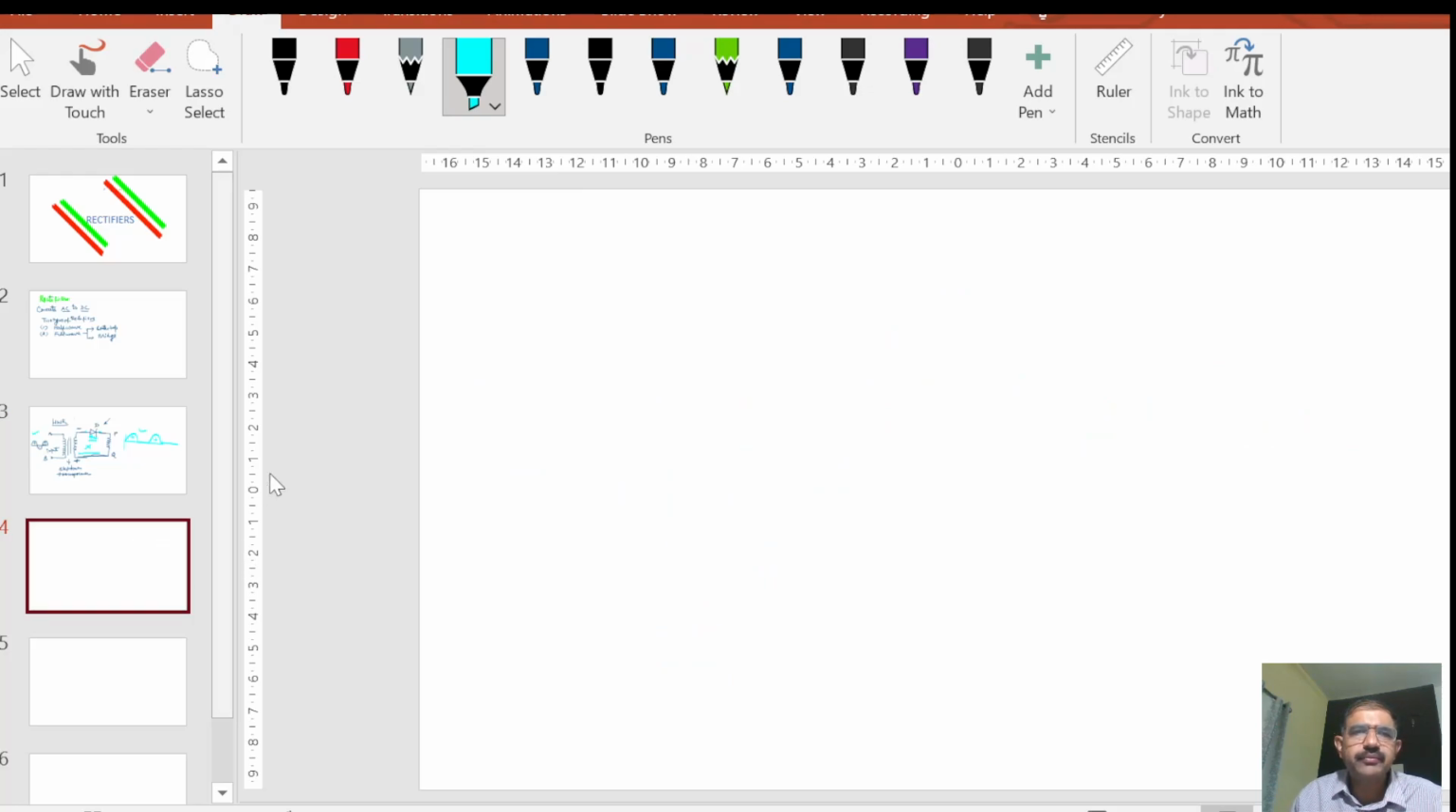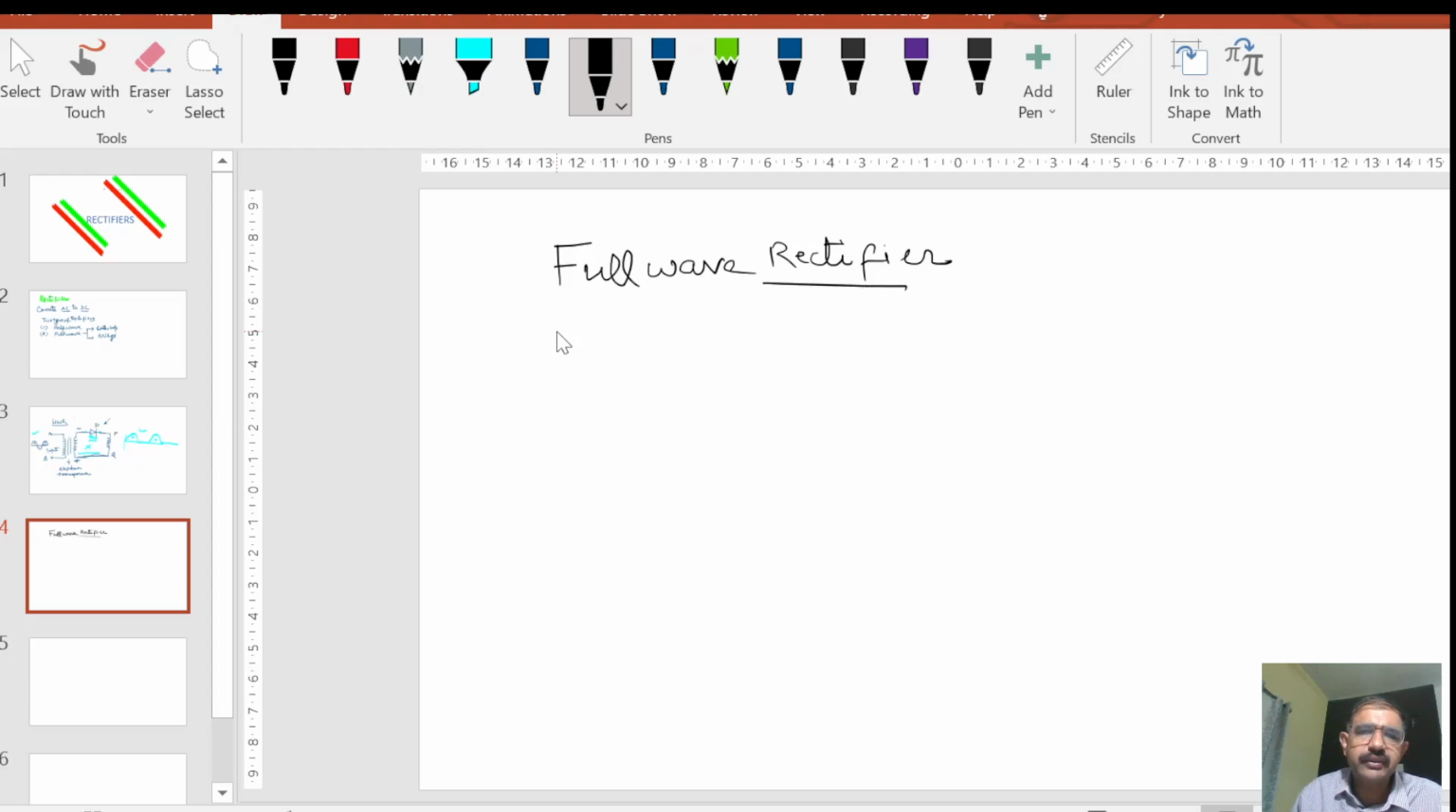Now we come to the full wave rectifier. As we discussed earlier, there are two types of full wave rectifier, center tap and bridge. First we discuss the center tap rectifier. Again we require a step down transformer. This is our step down transformer. In the secondary winding, the number of turns is less in comparison to the primary winding.